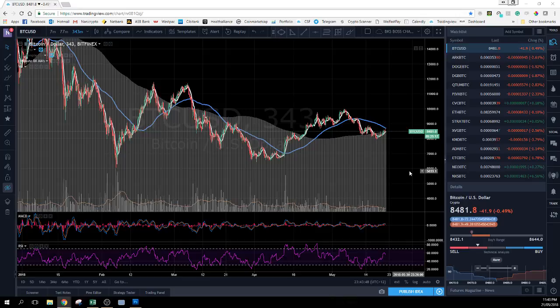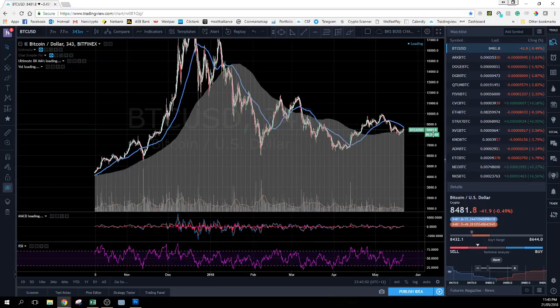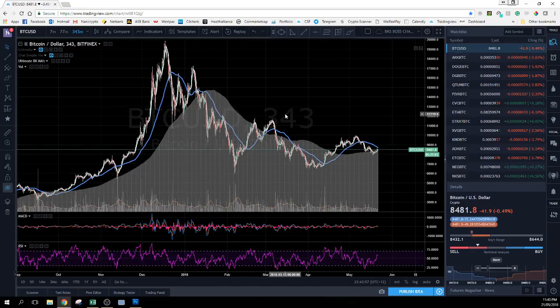Just looking at the Bitcoin chart. For those who are new to the BOSS method, that's what we're currently set up with and looking at. We have a couple of indicators set up here. We've got the MACD and the RSI.